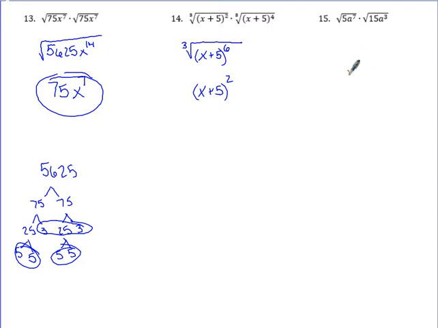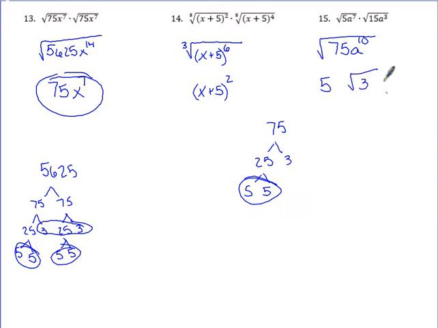Here we have two different square roots, so we're going to follow the same process that we did on number 13. I'm going to multiply first. So 5 times 15 would give me 75. A to the 7th times a to the 3rd, I'm going to add those exponents and get 10. And then I'm simplifying this. So my tree for 75 would be 25 and 3, 5 and 5. There's my pair, so that comes outside. 3 goes inside. A to the 10th, there are 5 groups of 2 in 10, so that simplifies to 5a to the 3rd.